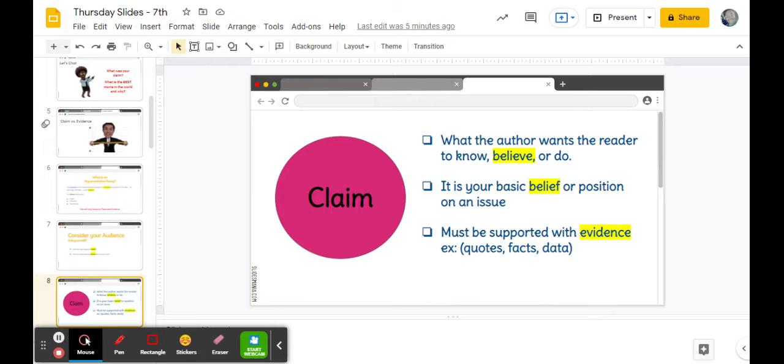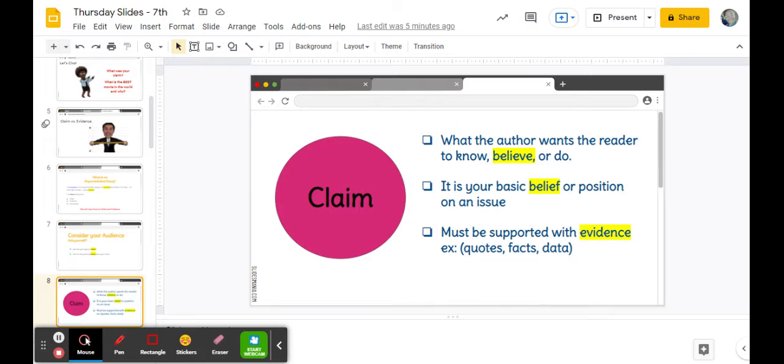It's also your basic belief or position on an issue. So if I said, should school uniforms be allowed? Or in this case, this week we've been talking about should zoos exist. So that would be your position or your belief on that issue, whether you think they should exist or whether you don't think they should exist. And whatever you choose would be your claim.